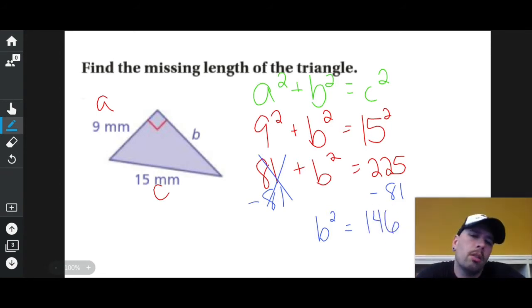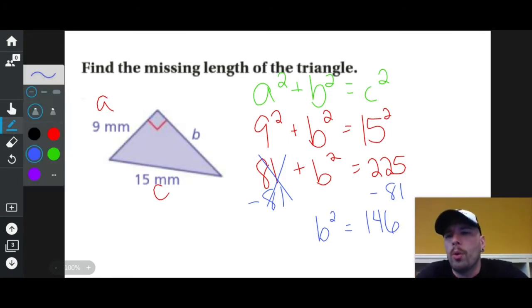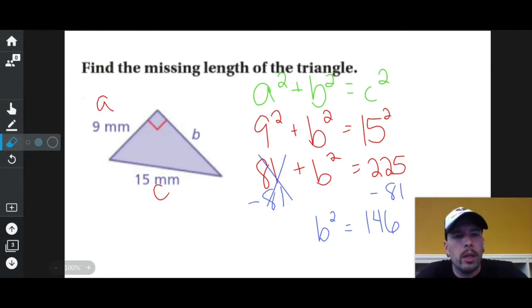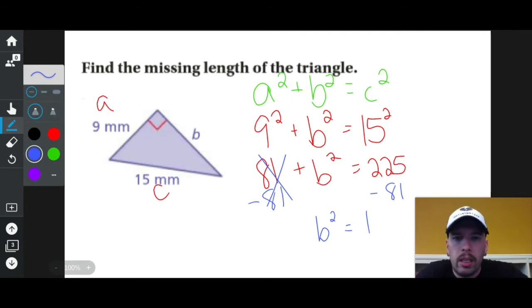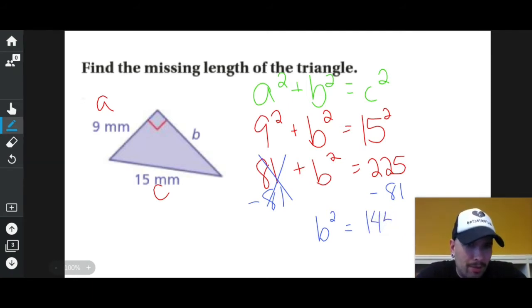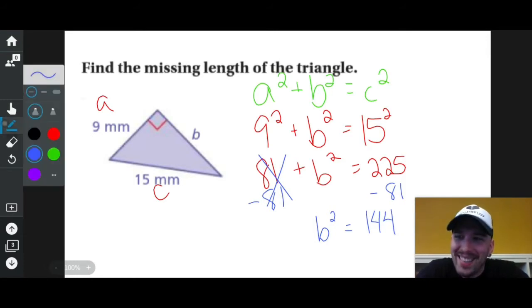146. No, it's not. It's 144. I looked at that and I knew something wasn't right. Again, I should have gone with my gut. And when my gut says something, you gotta go with it.